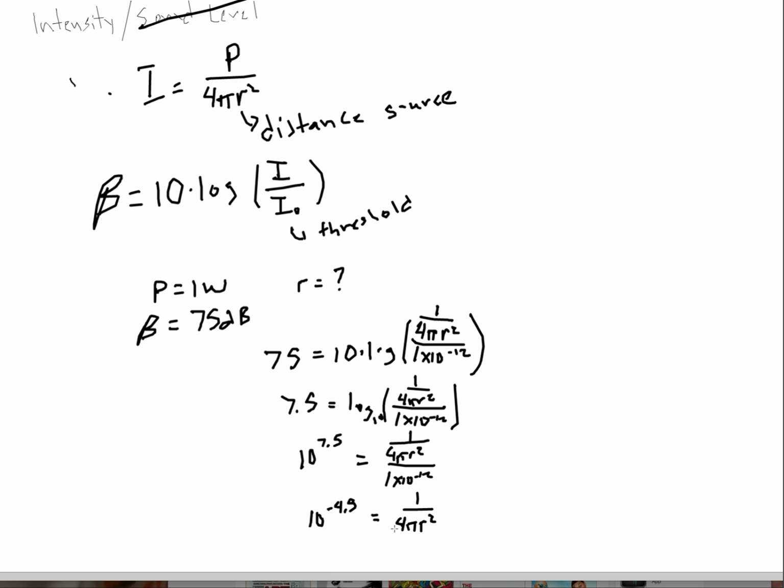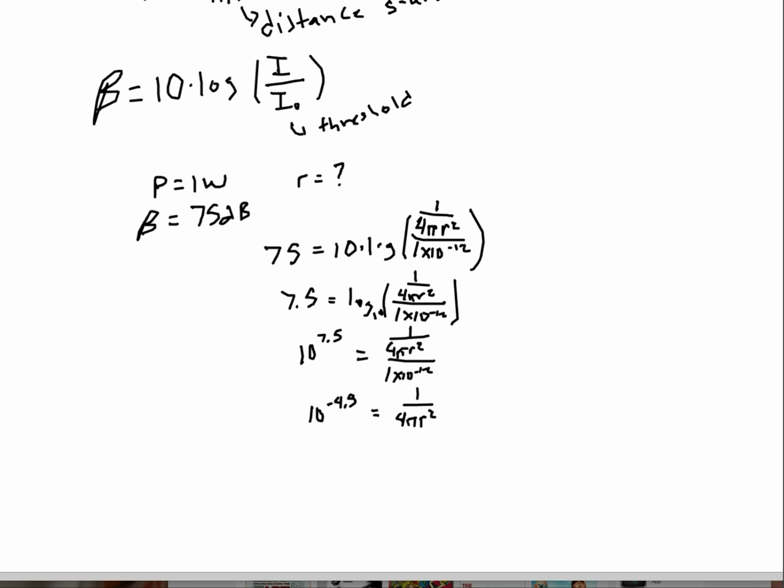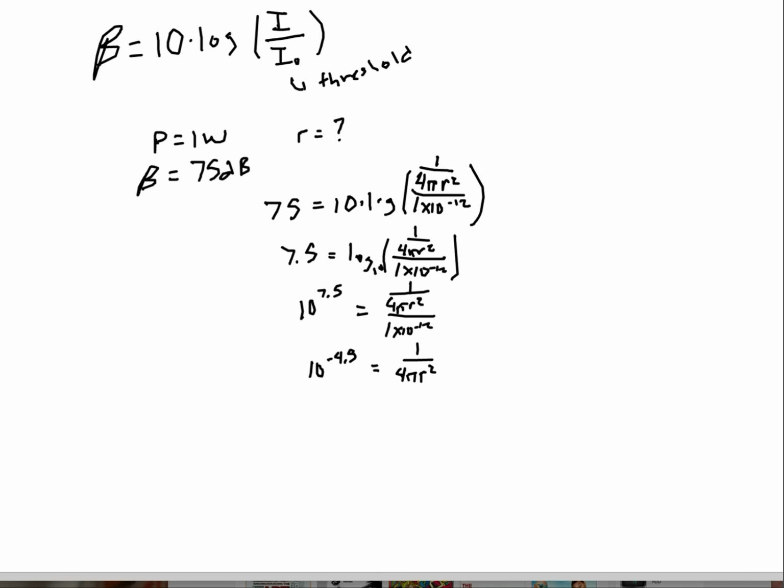Now here, my r value is in the denominator, so I have to get that to the other side. What I can do is cross multiply. So I can go 10 to the negative 4.5 power times 4 pi r squared is equal to 1. Then, in your calculator, you can simplify this equation.